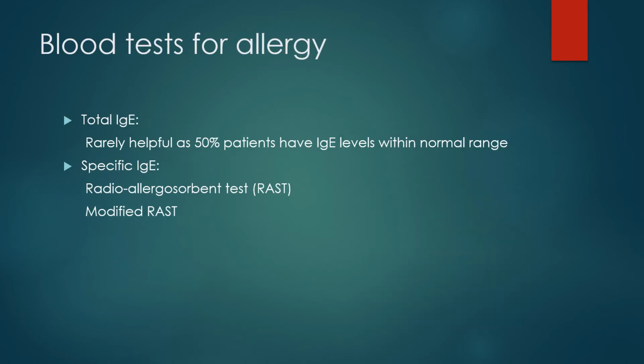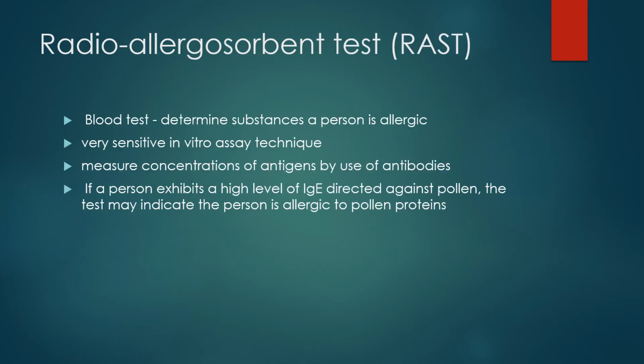Now, the blood test for allergy is total IgE or specific IgE. Total IgE is rarely helpful, as 50% of patients have IgE levels within the normal range. Specific IgE can be done by the radioallergosorbent test, that is, the RAST test. It is an in vitro test. The radioallergosorbent test is a very sensitive in vitro test for IgE antibody and measures concentration of antigen by use of antibodies. It helps in identifying specific allergens.